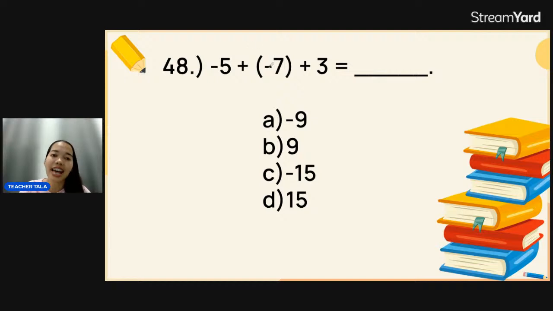So we have negative 5 plus negative 7, same signs, add and keep. So you add 7 plus 5, that's 12.